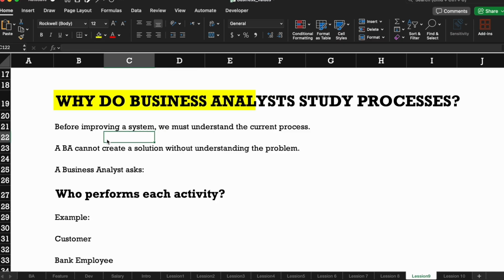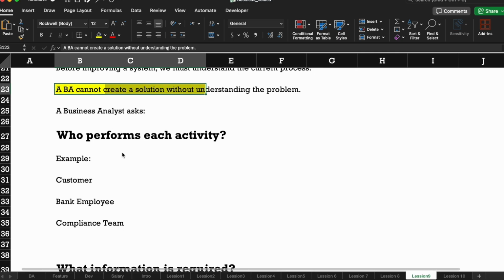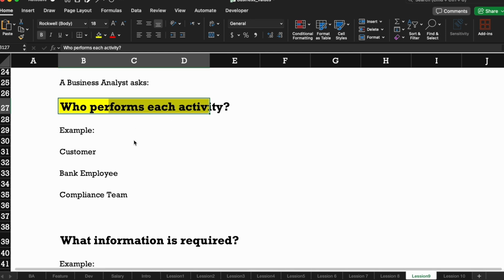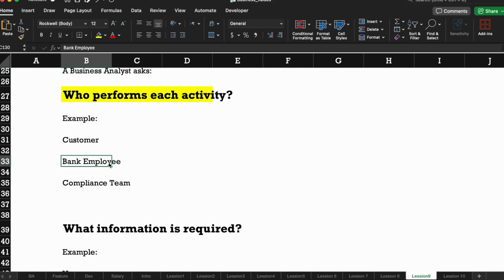Before improving a system, we must understand the current existing process, right? The current state. So a BA cannot create a new solution without understanding the existing business problem, right? So a business analyst's task is why, who performs each activity. Like we want to know who is the user, who is the customer or client. So here we have an example: customer, bank employee, compliance team.